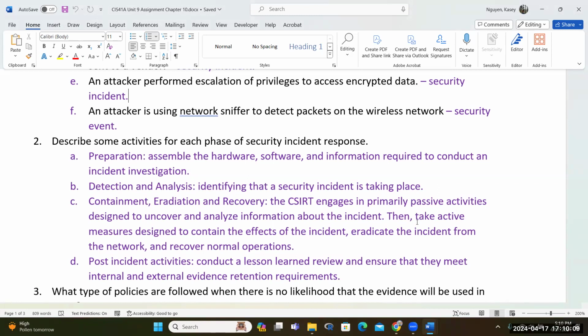And then recovery. So whether you are going through containment or eradication, you still have to recover. It could be your data, it could be your system performance. It could be operation, right, with people. So that would be passive activities that are designed to uncover. So you would then need to obtain more information about the incident so that you can take effective measures.